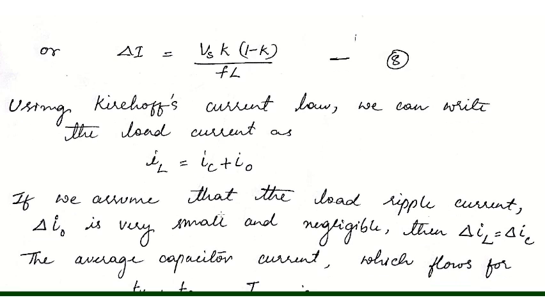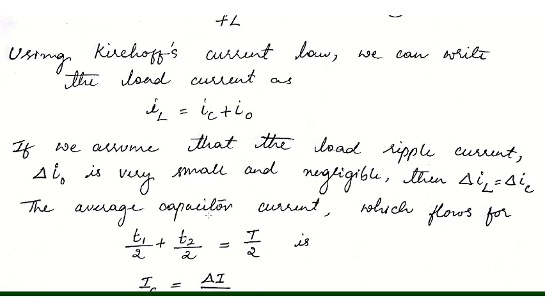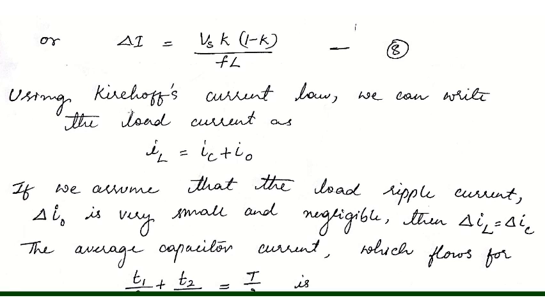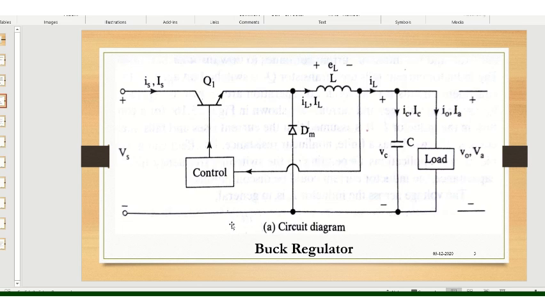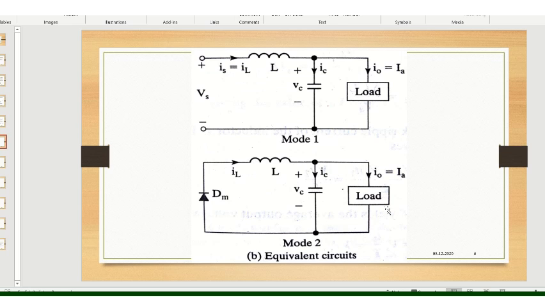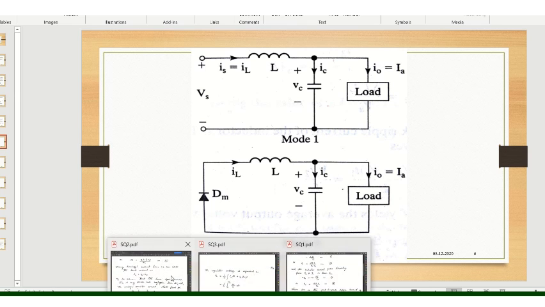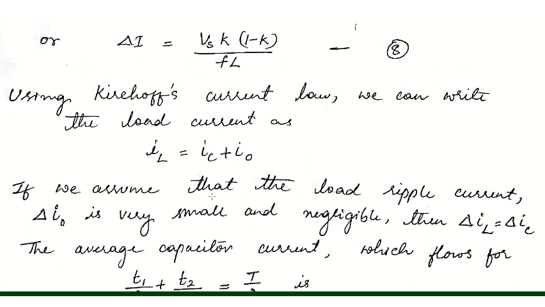Now, coming to the output current, using the Kirchhoff current law, we can write the load current as IL is equal to IC plus I naught. Let me go back to the circuit. Yes, from this expression you can see the output current is IL equal to IC plus I naught. Writing that here, IL is equal to IC plus I naught.